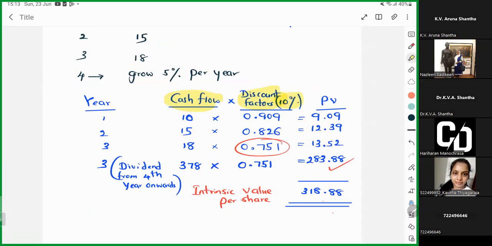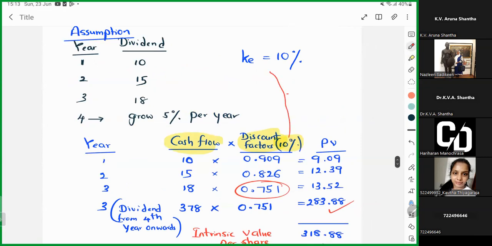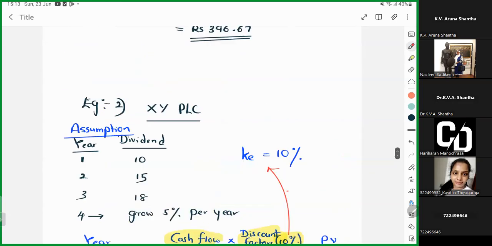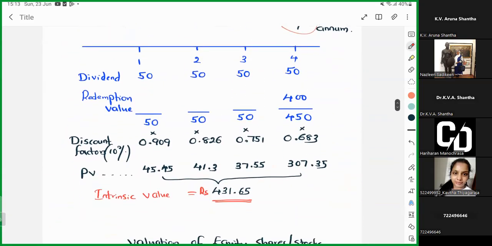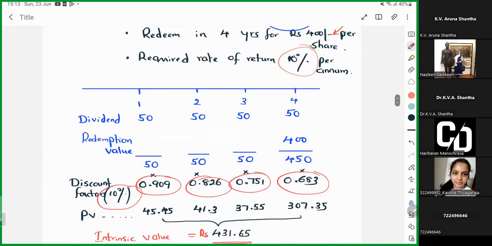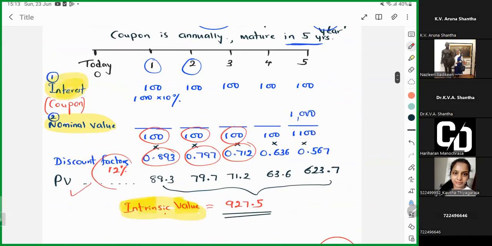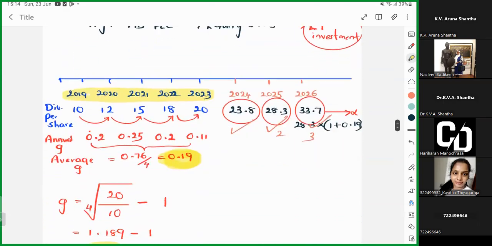To get the discount factors, you should know KE. In the previous example, the preference share valuation, to get the discount factors, you should know the investors' required return. In the bond valuation, to get the discount factors, you should know the investors' required return, 12%. We call it yield to maturity. Investors' required rate of return. In the bond valuation, debenture valuation, we call it yield to maturity. Right. So when you do valuation, you should know the investors' required rate of return.